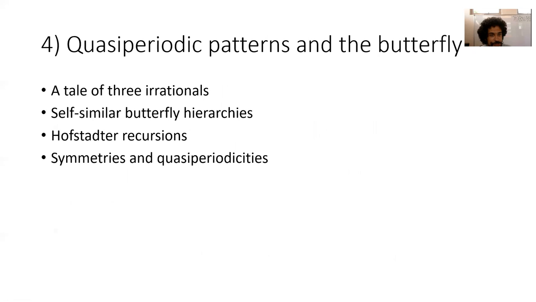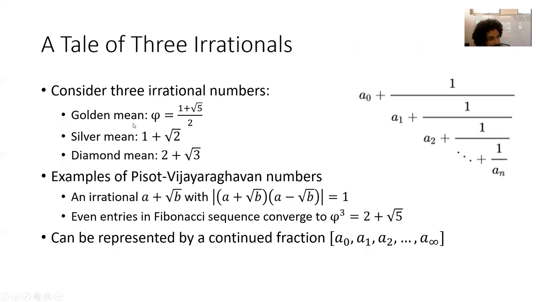Okay, so now that we've introduced this Diamond mean, this Diamond ratio, we're going to talk about three different irrational numbers and how they relate to the butterfly, and they're going to help us further understand different self-similar properties of the butterfly. There are these different hierarchies, and these hierarchies are governed by different irrational numbers. And this is going to relate to this notion of Hofstadter recursion, and it relates to this interchange function between the golden ratio and the square root of 2 that I previously mentioned as well. So consider the golden mean, which is phi equals 1 plus the square root of 5 over 2. And then there's also this silver mean, which is 1 plus the square root of 2. And finally, this diamond mean that we introduced, 2 plus the square root of 3.